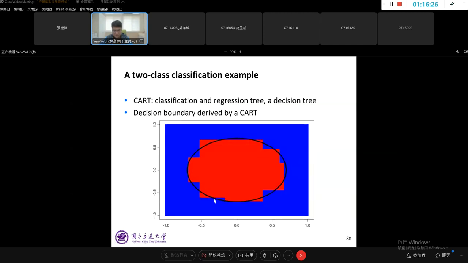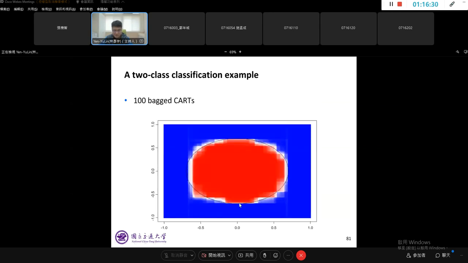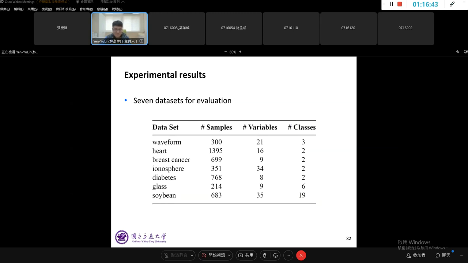Here is the decision boundary of a single cut, and of 100 cuts by using bagging. So by using bagging, we can better approximate the real decision boundary. In the following, let's look at some evaluation for bagging.